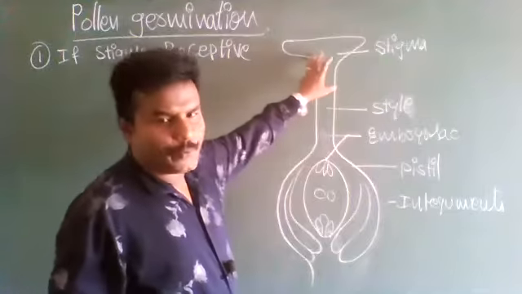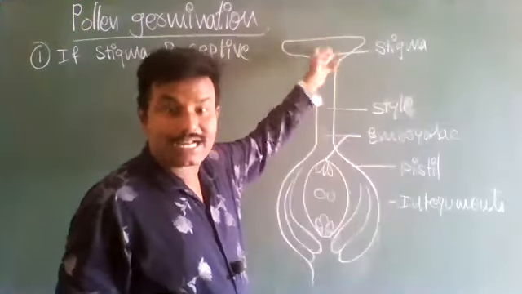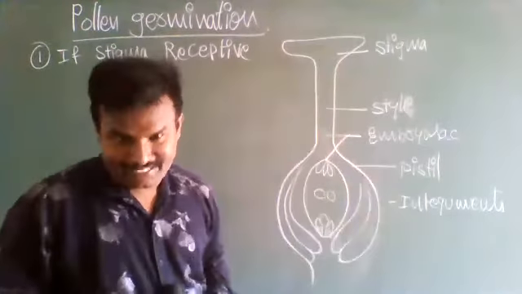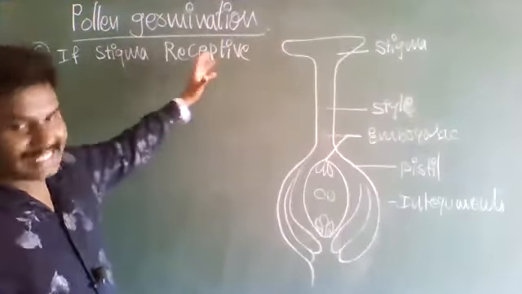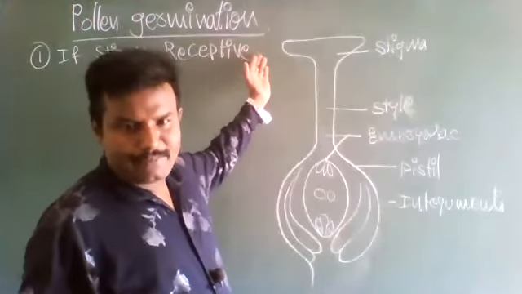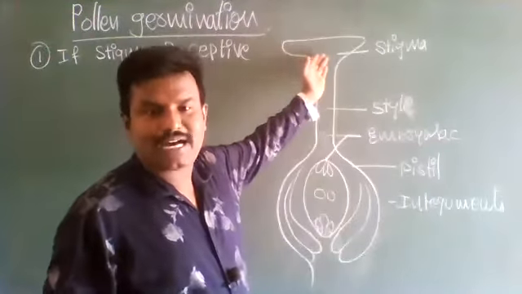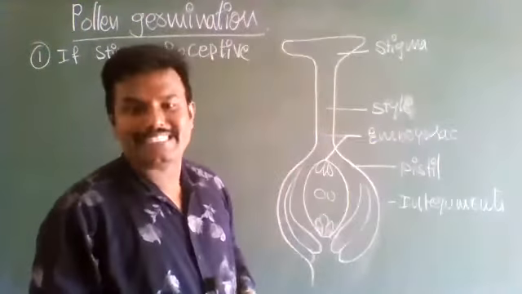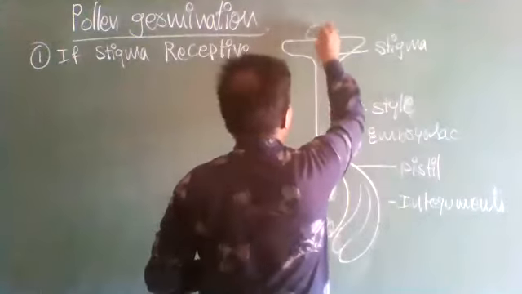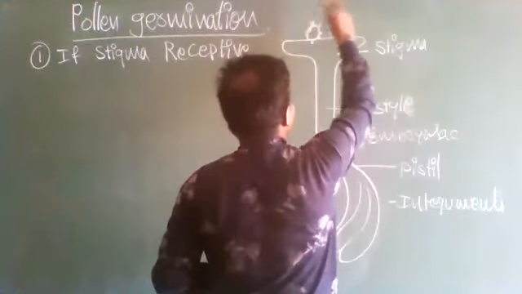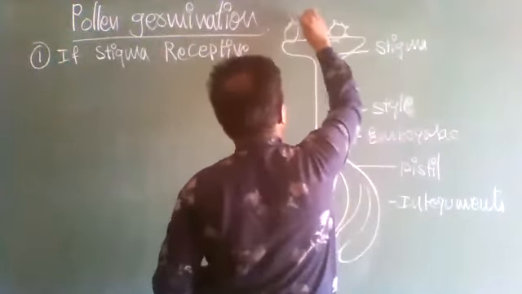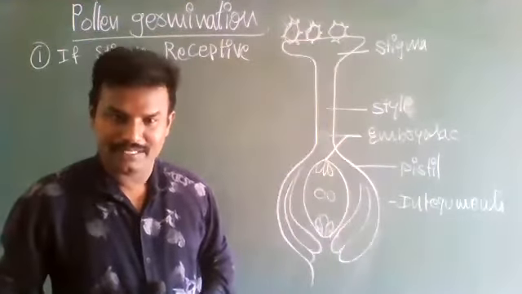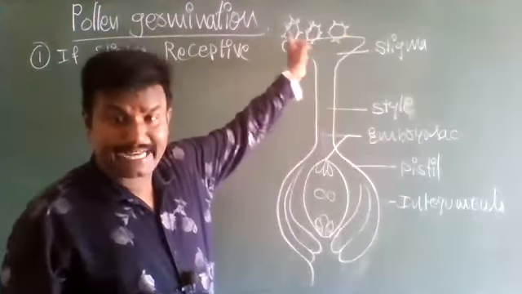Okay, so whatever pollen grains are landed on the stigma, if those are compatible, then the pollen begins to germinate. That is the first point. If the stigma is receptive and the pollen grains landed on the stigma are compatible, then the pollen grains begin to germinate. See here, generally when pollen grains are landed, they appear like this way.